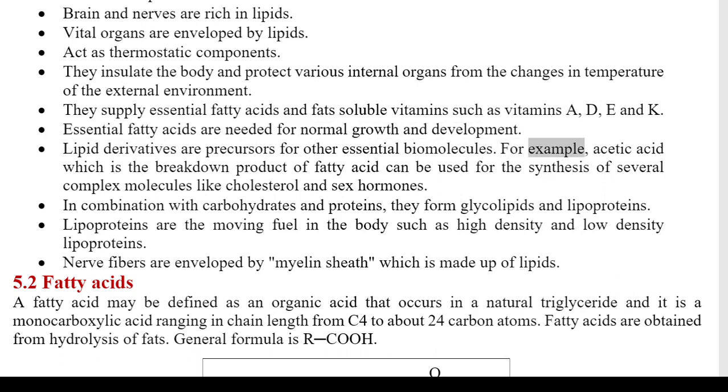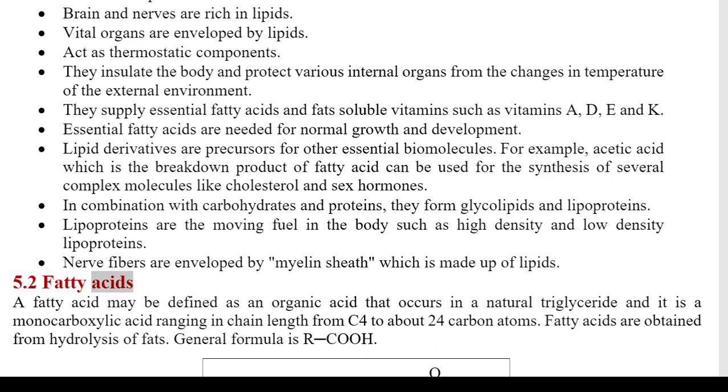For example, acetic acid, which is the breakdown product of fatty acid, can be used for the synthesis of several complex molecules like cholesterol and sex hormones. In combination with carbohydrates and proteins, they form glycolipids and lipoproteins. Lipoproteins are the moving fuel in the body, such as high-density and low-density lipoproteins. Nerve fibers are enveloped by a myelin sheath which is made up of lipids.